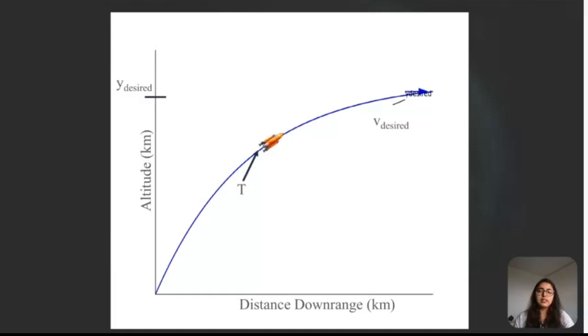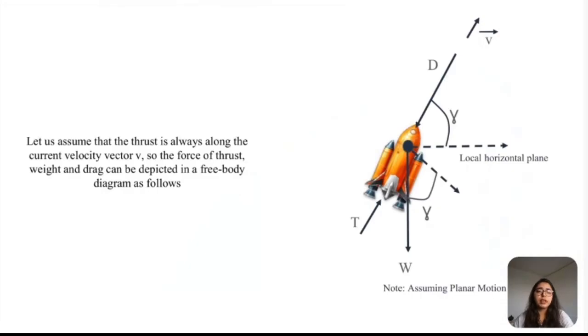Now, to analyze this process, a simplified mathematical model is developed. In this model, thrust is assumed to align with the current velocity vector. The forces acting on the rocket are thrust, weight, and drag. Drag opposes the velocity vector, while weight has components acting vertically and along the velocity vector, influenced by the angle gamma between the velocity vector and the local horizontal plane.